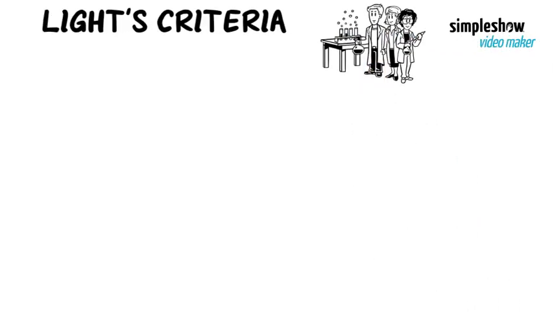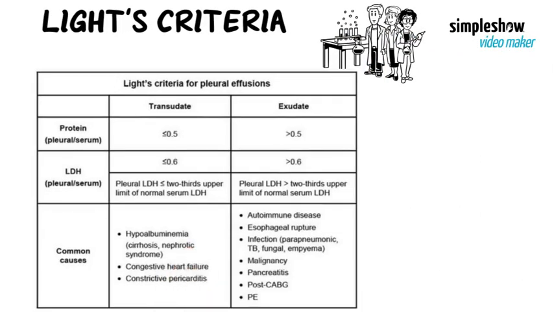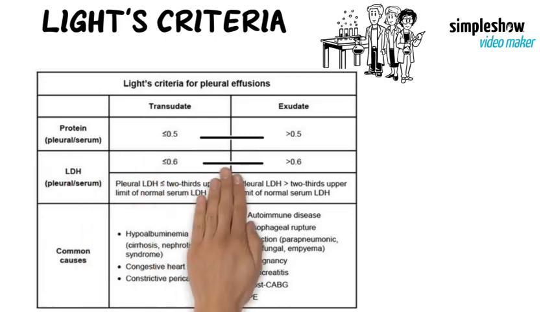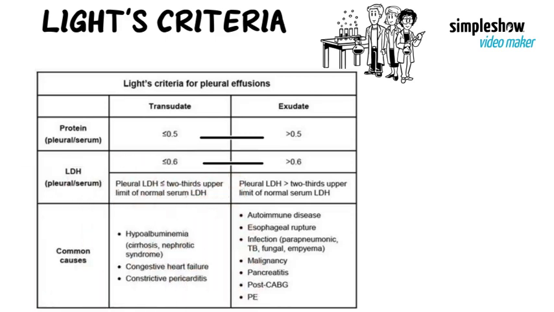In lab we use Light's criteria to differentiate the two. We will measure the levels of protein and LDH both in serum and pleural fluid. If ratio of pleural fluid protein to serum protein is 0.5 or less, effusion is transudative. When more than 0.5 it is exudative. The next point in Light's criteria is LDH levels. Ratio of pleural fluid LDH to serum LDH, if it is 0.6 or less, effusion is transudative. If ratio is more than 0.6 it is exudative.